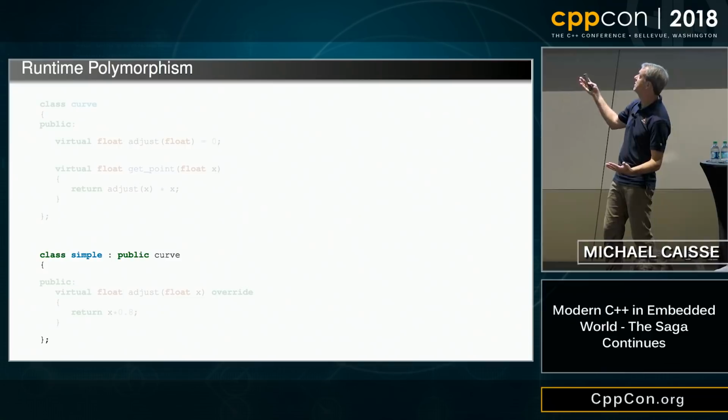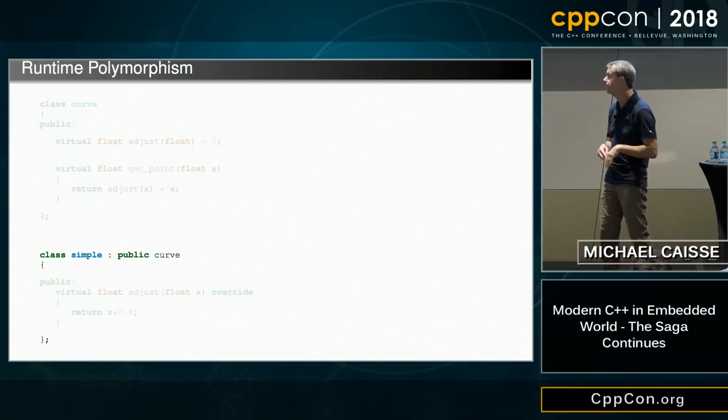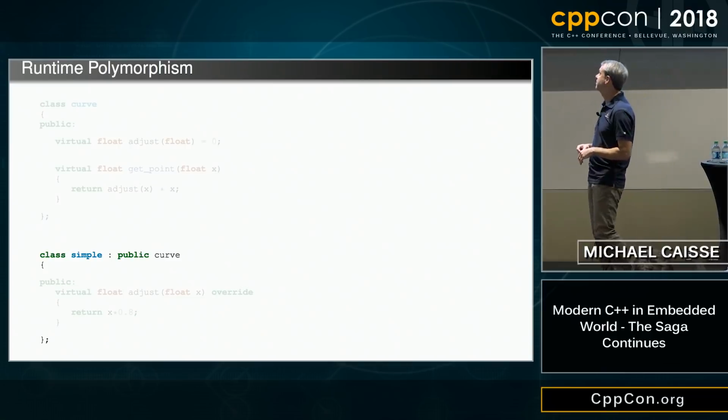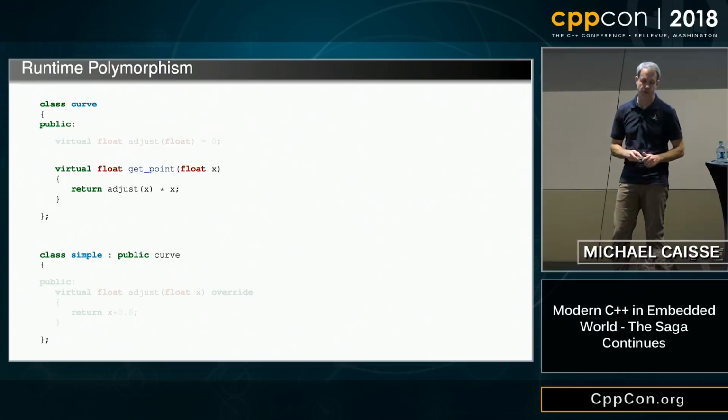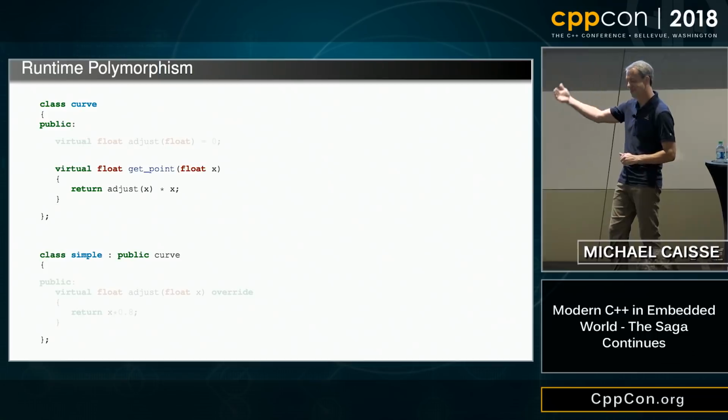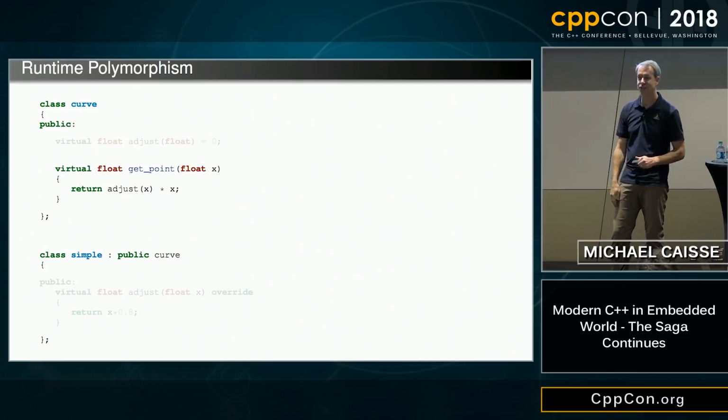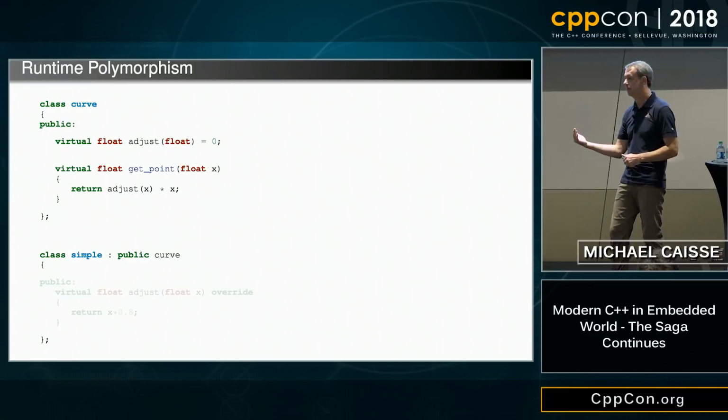Let's just say it's going to inherit from something called curve. And we're going to have a simple version, which does nothing more. We're going to look at the base class here of curve. It has a virtual function called getPoint, and it's going to call adjust. And adjust is a virtual method that the derived type will implement.